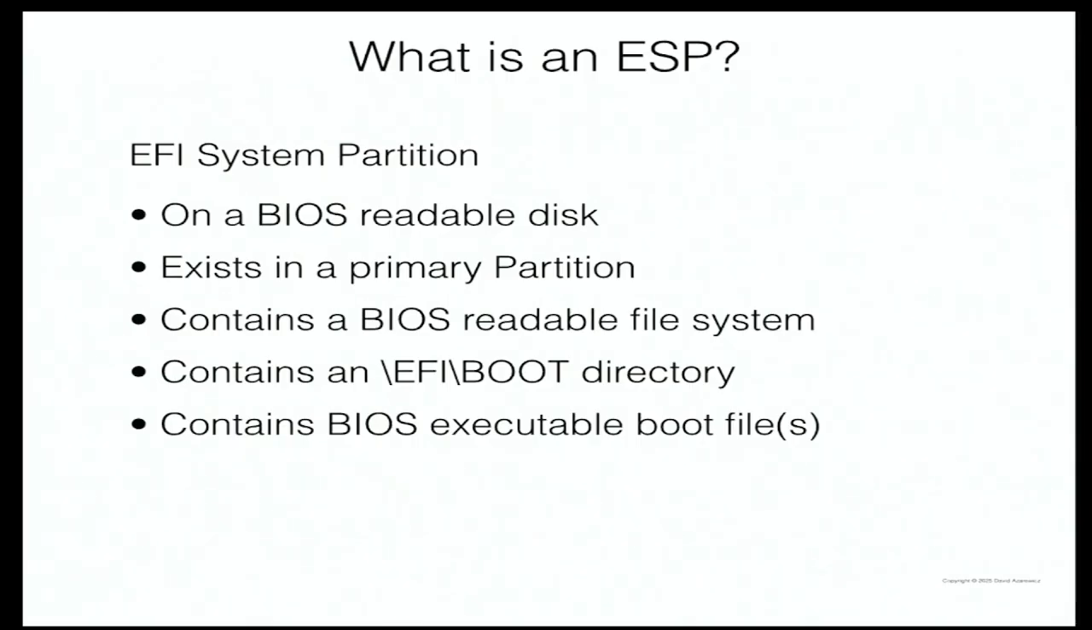It's an EFI system partition. And these are the characteristics that they have in order to be an ESP. It's got to be on a disk that's readable by the BIOS. Can't be some strange thing. That generally means AHCI or NVMe, sometimes IDE disks. Newer systems recognize NVMe, they can read that. Older systems don't. It's got to be in a primary partition. It cannot be on an unpartitioned disk. It's got to be on a partitioned disk, and it has to be a primary partition.